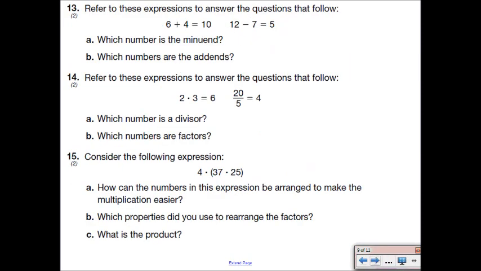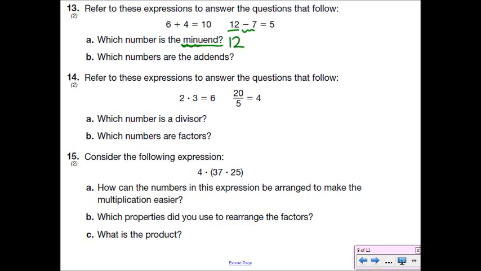In number 13, it says, refer to these expressions to answer the questions that follow. 6 plus 4 equals 10, 12 minus 7 equals 5. And these might be some new vocabulary words for some people. A minuend, you can kind of see the word minus in there. A minuend is the number that's being subtracted from. So 12 is having something subtracted from it. So the minuend is 12.